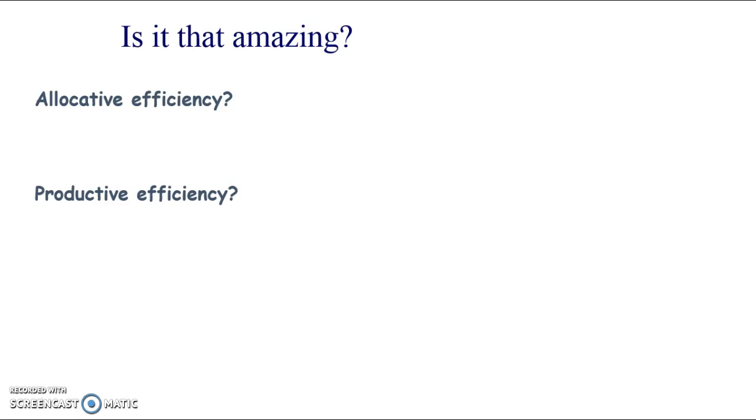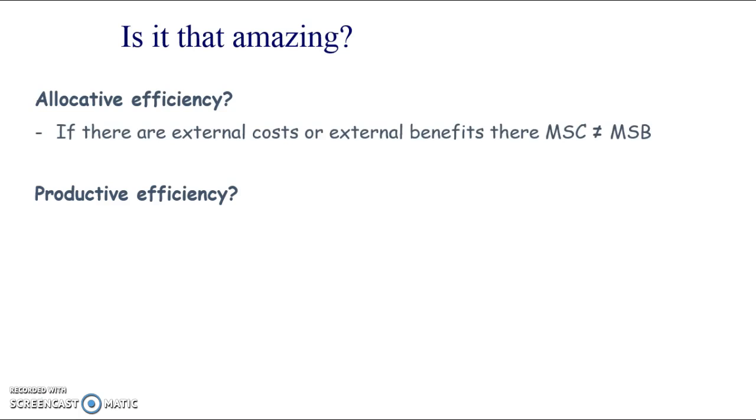However, we have made some really big assumptions here. Although we've said it's allocatively efficient, we're not thinking about the possibility of external costs. If there are external costs or external benefits, then the marginal social cost does not equal the marginal social benefit. So it could be allocatively inefficient if we've not taken those into account, with positive externalities and negative externalities.